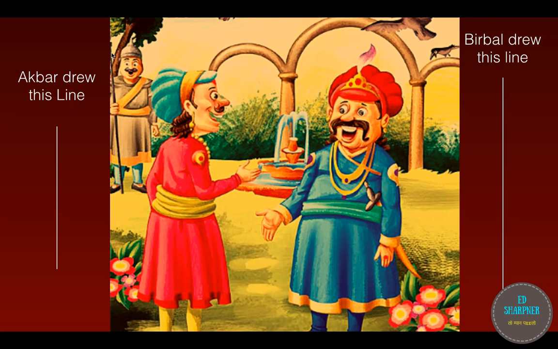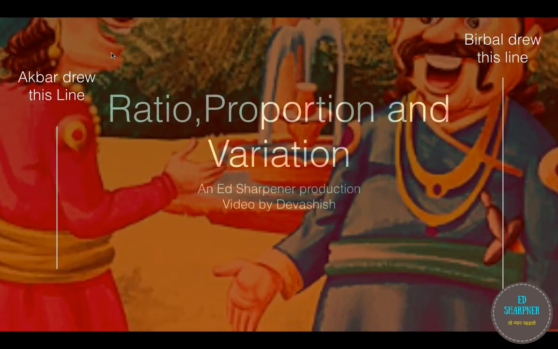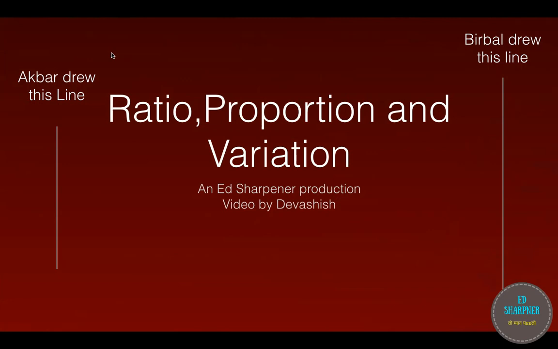And all this is possible because we can compare, and whatever comparison we make is in the form of ratio. And when we study ratios, we have to study proportion of the things and also the variation. And in this video, we are going to study ratio, proportion and variation.